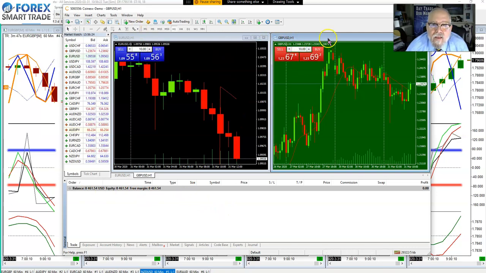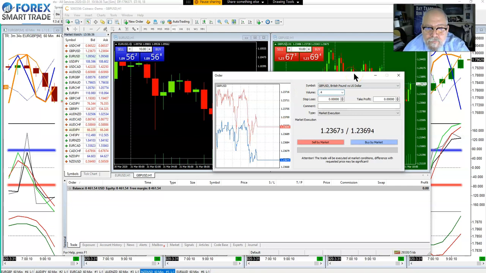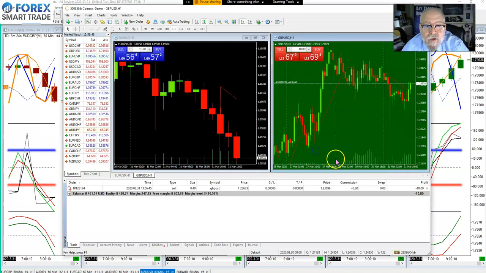So to do that, I highlight the pound dollar. I click New Order. I'm going to change this to 0.4, and it's a sell. And what I'm going to do is go through and take all the sells, and then I'm going to go ahead and add in the stop loss and take profit. So the second pair was Australian USD.